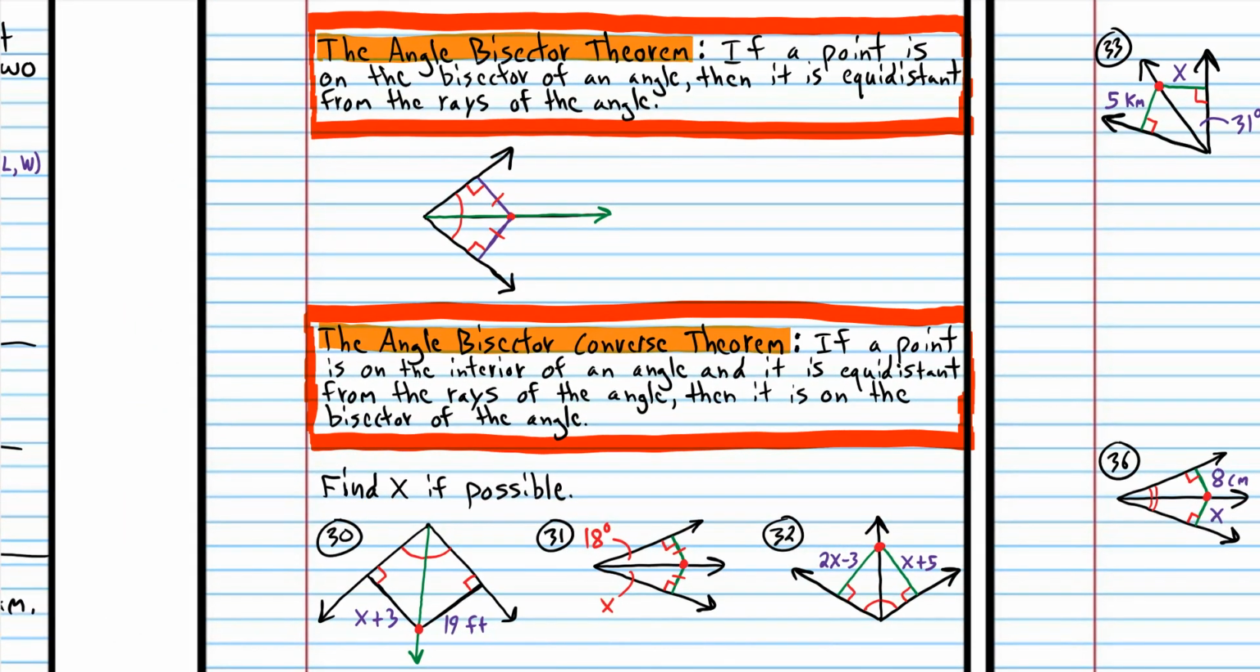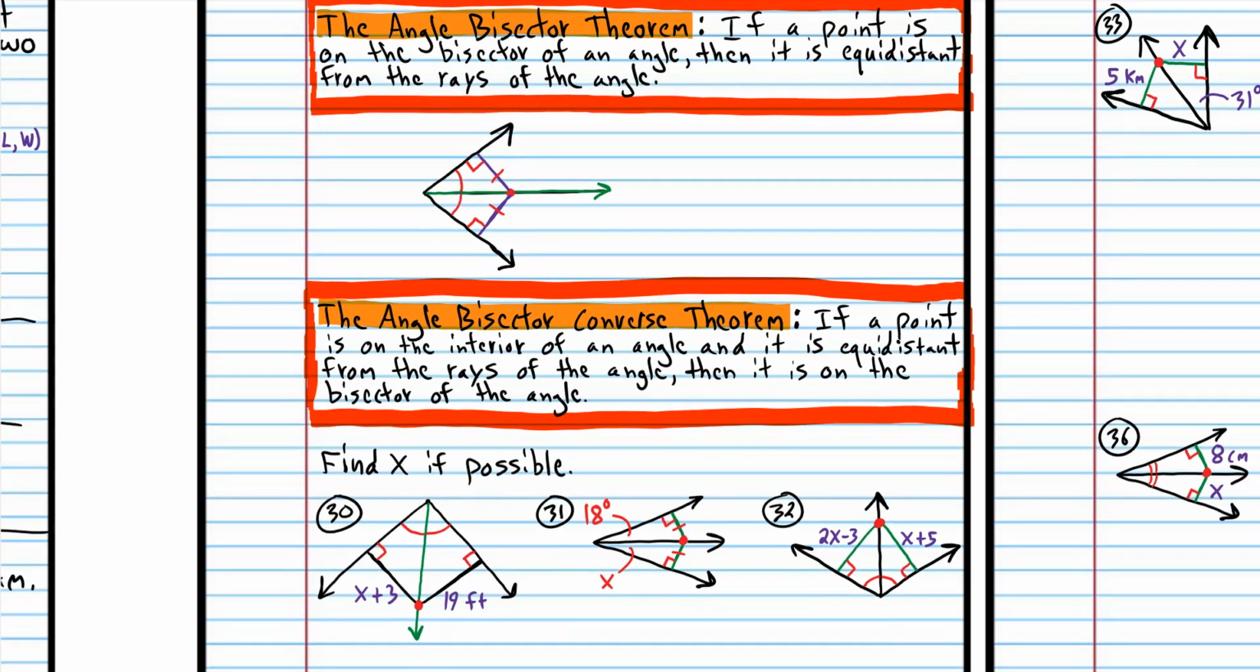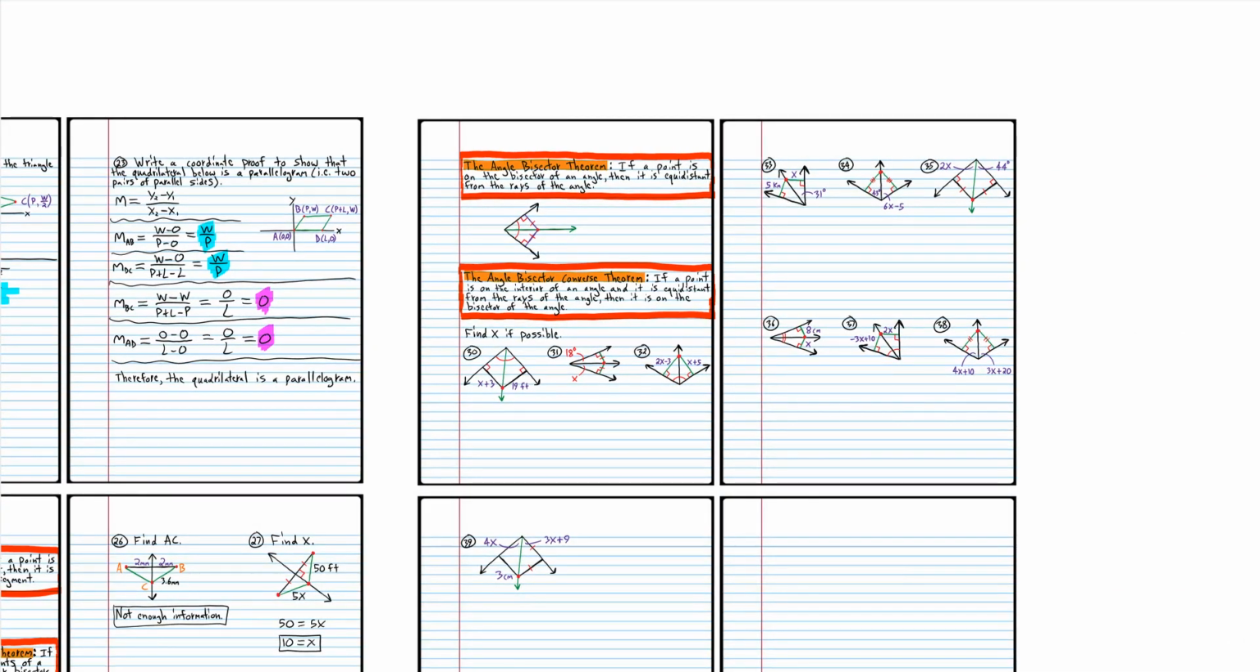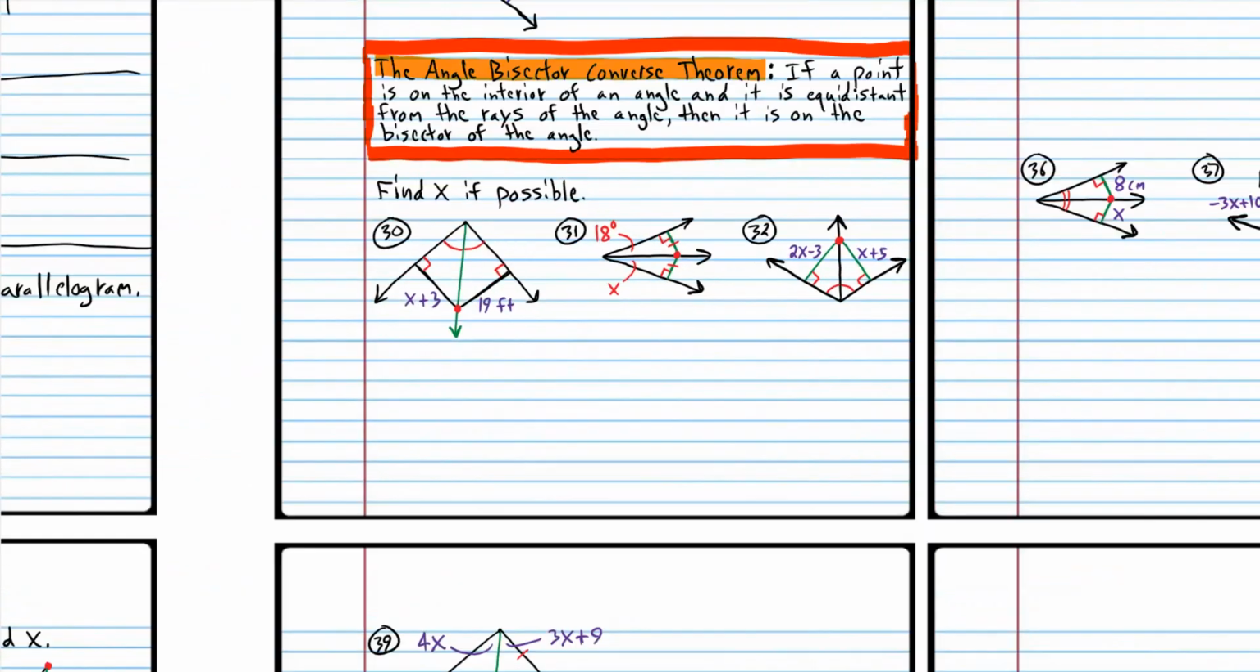Now it turns out that the converse of that is also true. If a point is on the interior of an angle, meaning the point is somewhere over here, not on the exterior, but in the interior of the angle, and it's equidistant from the rays, then it's on the bisector of the angle. All right, so this one is a little more complicated than the previous one, but still not too bad. So if you don't understand what all that stuff means, that's okay. Let's do some problems together.